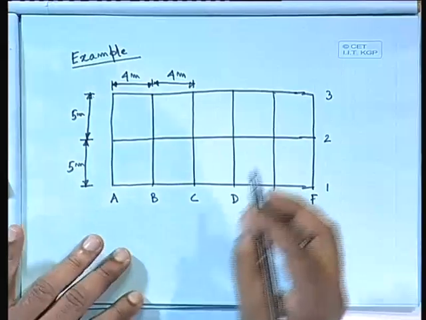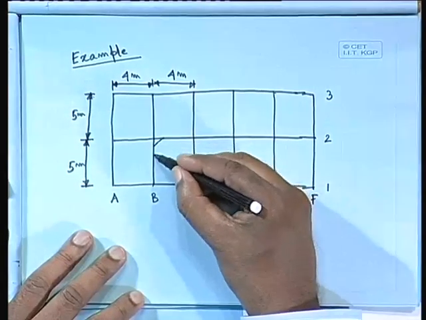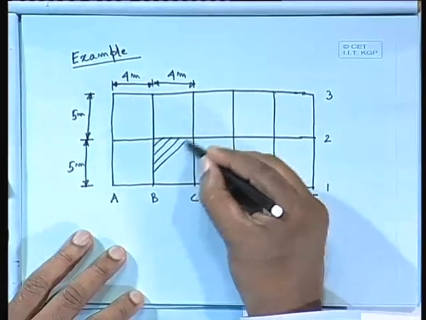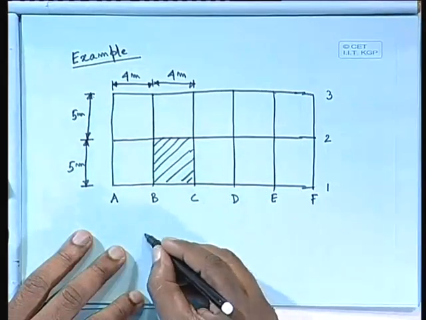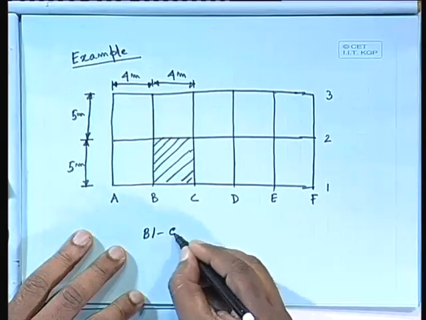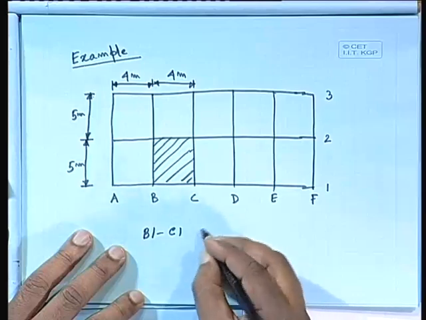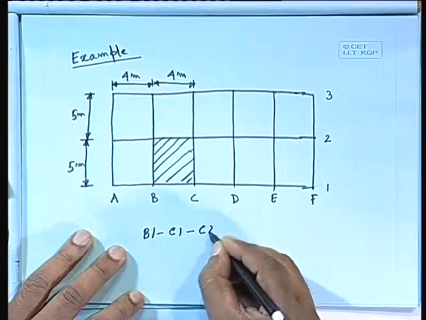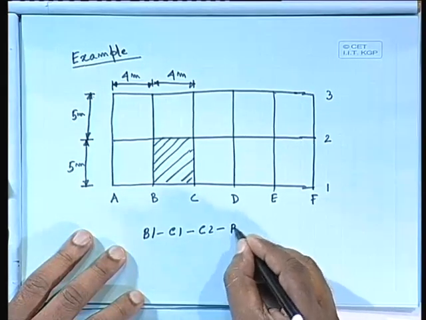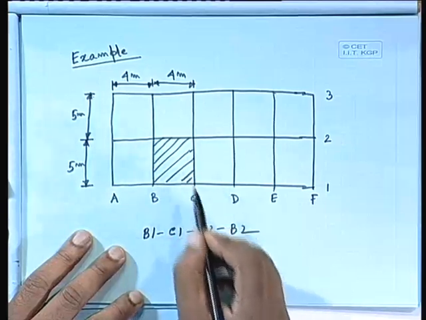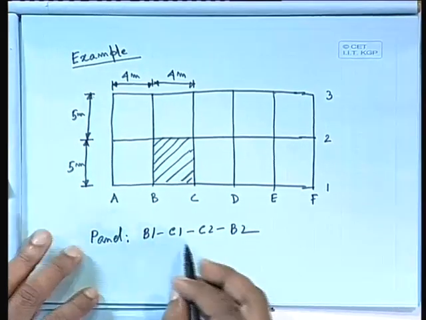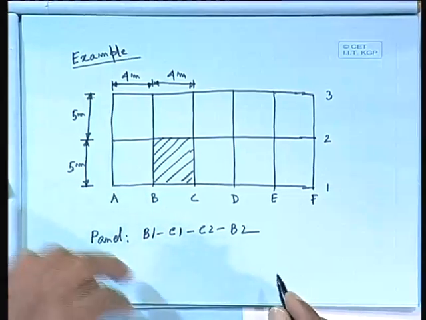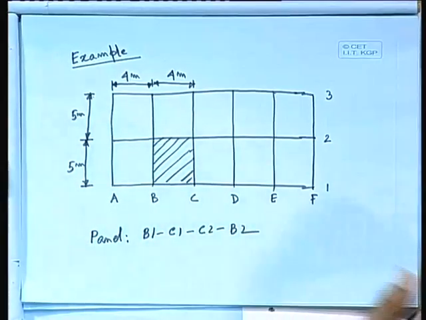And we are interested in this panel, that is B1, C1, C2, B2. So this is your panel. Generally we specify in this fashion. So panel B1, C1, C2, B2, that is the panel that we have to design.